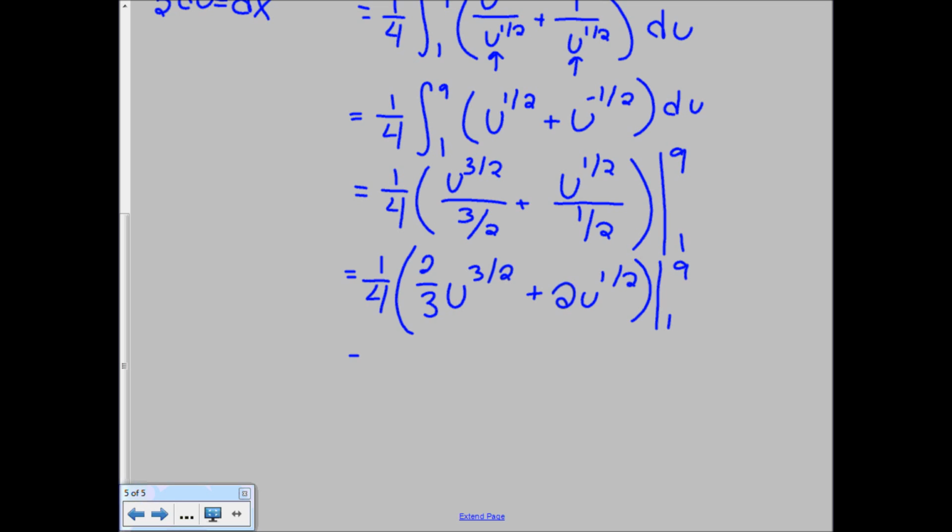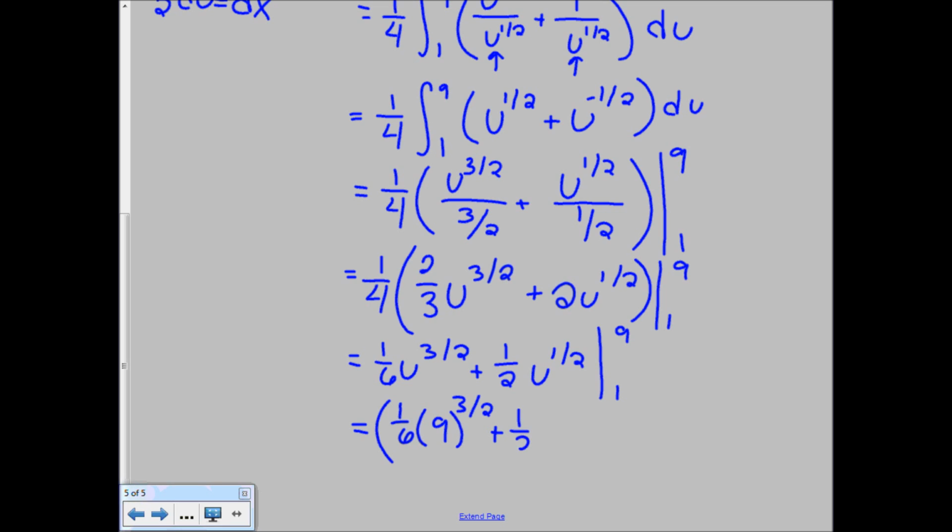Now if I distribute my 1/4 through and simplify, 1/4 times 2/3 is going to give me 1/6 u to the 3/2 plus 1/2 u to the 1/2. And now we're ready to plug in for 1 and 9. So if we plug in for 9 first, using our fundamental theorem, we're going to get 1/6 times 9 to the 3/2 plus 1/2 times 9 to the 1/2, minus 1/6 of 1 to the 3/2 plus 1/2 times 1 to the 1/2.